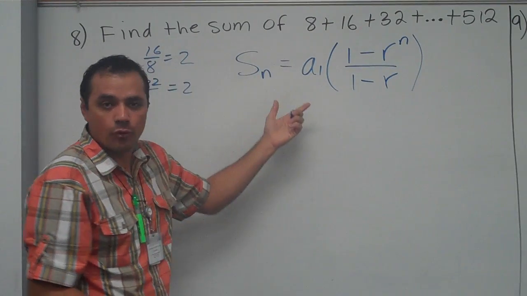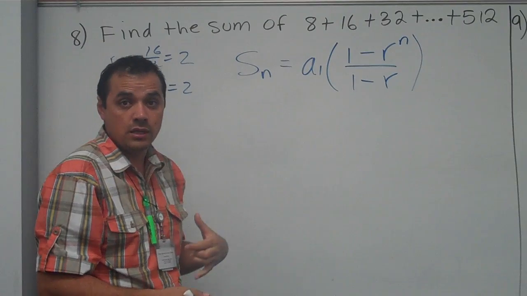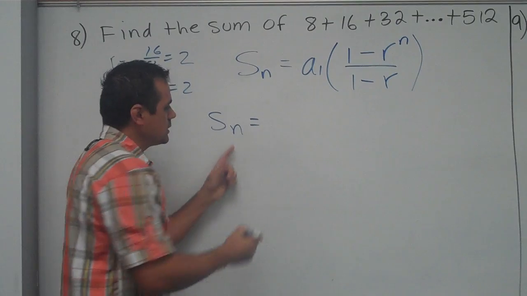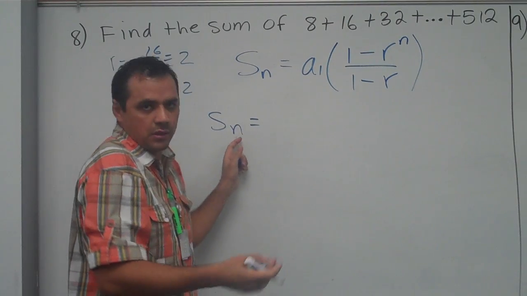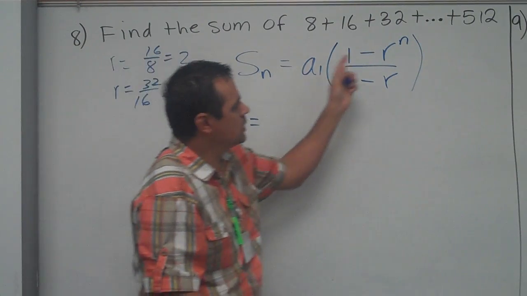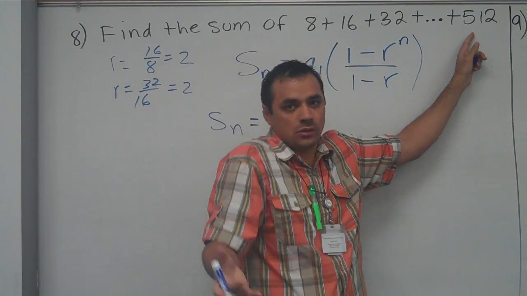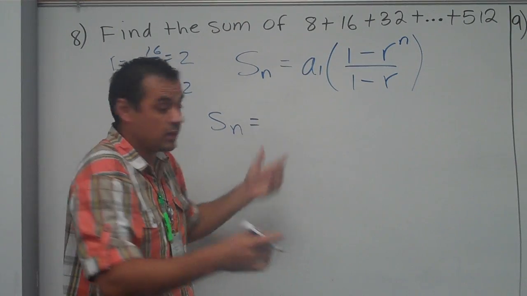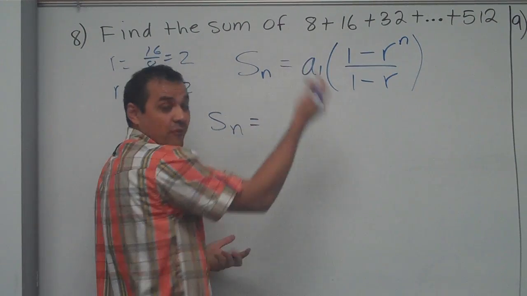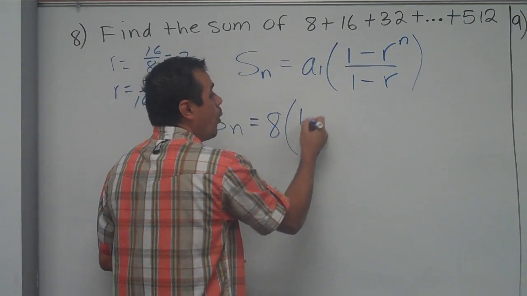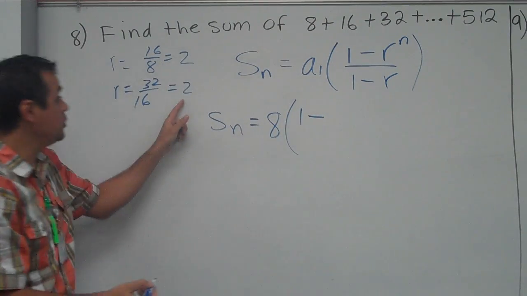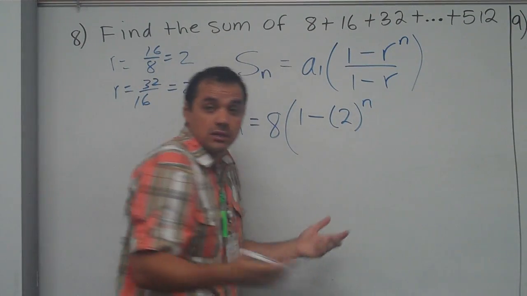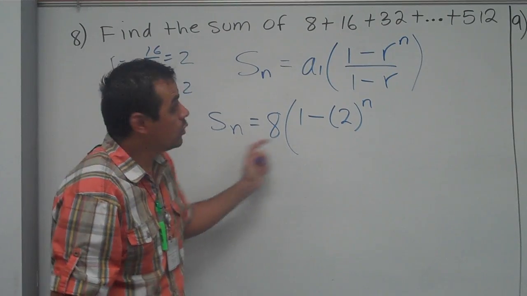Now that we have the formula, let's plug our information in and see where this takes us. S of n. You're probably wondering why I don't put in how many terms we have. Well, do I know which term this is? I don't, so I don't know what n is yet. So let's plug everything in and go from there. We get a sub 1, my first term, 8, times 1 minus r. Well, r I do know. r is 2, so we plug in 2 to the nth power.